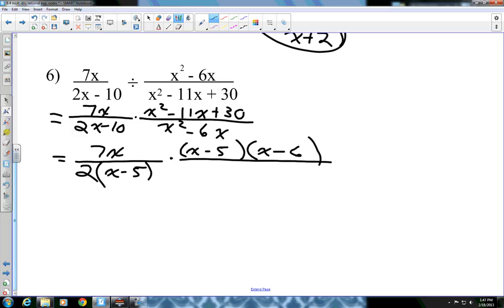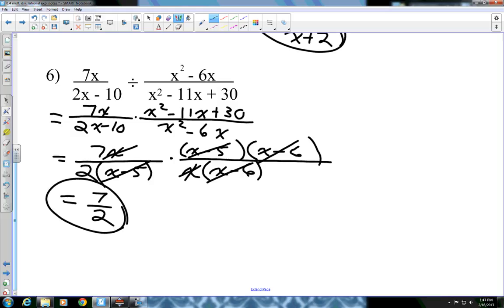X squared minus 6x, greatest common factor is x. Okay, so lots of things cancel here. The x minus 5 cancels, the x minus 6 cancels, and you're left with 7 over 2.